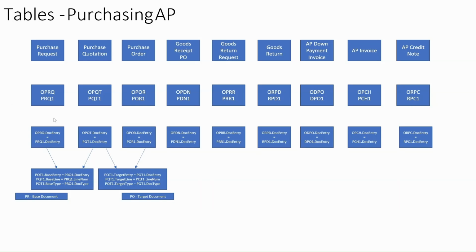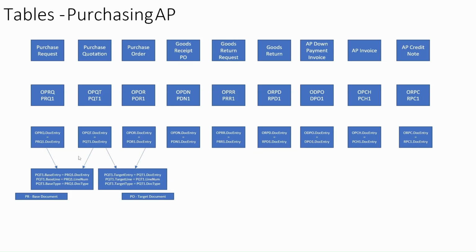Now we can see the relationship between the tables. For purchase request, the header table and child table are linked with a common field called doc entry, which acts as a primary key in the header table and foreign key in the child table. Similarly, for all the transactions, the header and the child table are linked with a common field called doc entry. Now each transaction is linked to the other transaction with common fields called base entry, base line, base type.